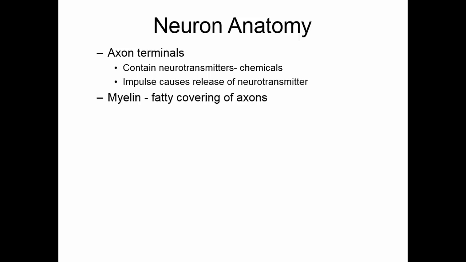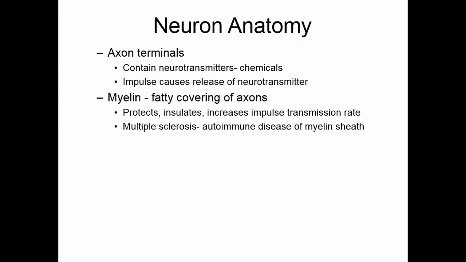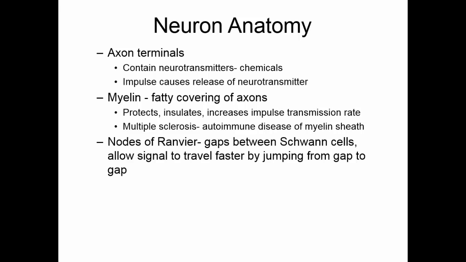Myelin is that fatty covering of the axons. We call it the myelin sheath. This protects the axon, insulates it, and increases the speed of impulse transmission. In multiple sclerosis, the immune system attacks and destroys the myelin sheath of these nerves. This means that the rate of transmission slows in these nerves, and also the nerves stop functioning as well as they're supposed to.